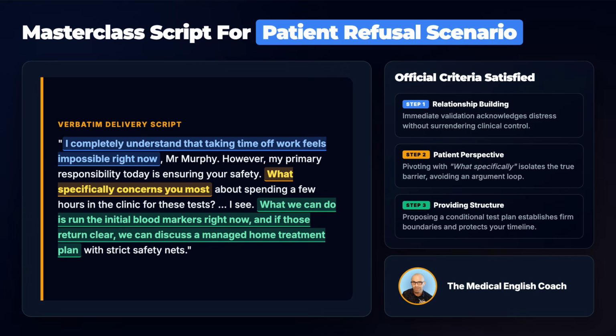Notice the specific rubric criteria this exchange satisfies. Opening with immediate validation acknowledges their distress and satisfies relationship building without yielding clinical control. Pivoting with what specifically isolates the true barrier in a single sentence, preventing an open-ended argument loop. Finally, proposing a conditional test plan establishes clear boundaries, protecting providing structure while maintaining your authority as a senior clinician.